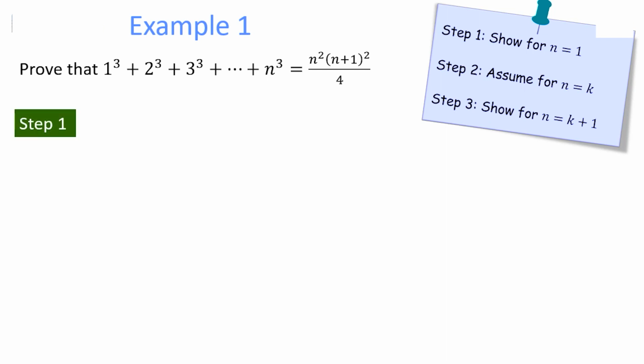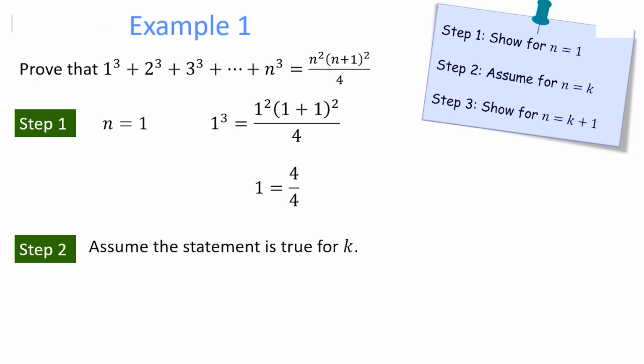The first step is the easiest. We need to substitute 1 into n. On the left hand side we get 1, since 1 cube is 1. On the right hand side we get 1 squared times 1 plus 1 squared over 4. In the numerator we get 4. 4 over 4 equals 1. Therefore, we've shown that for n equals 1, our statement is true.